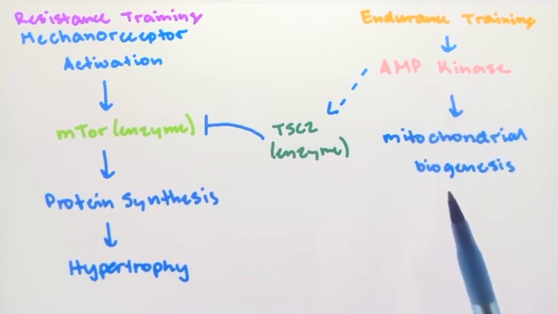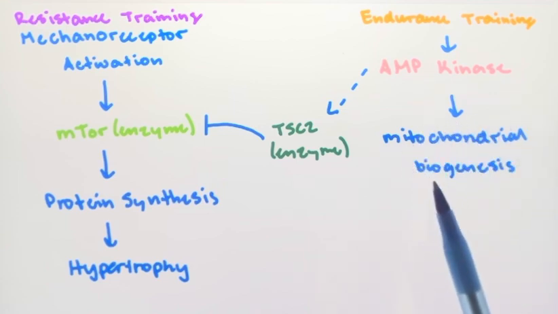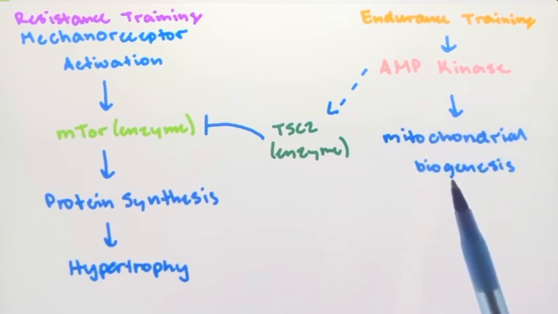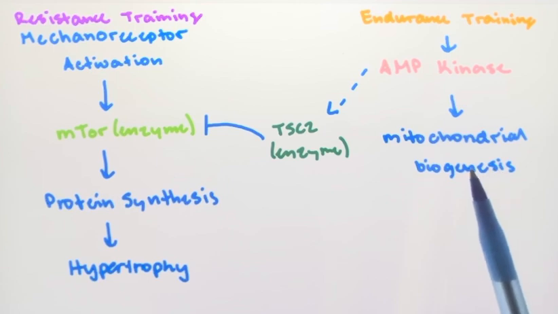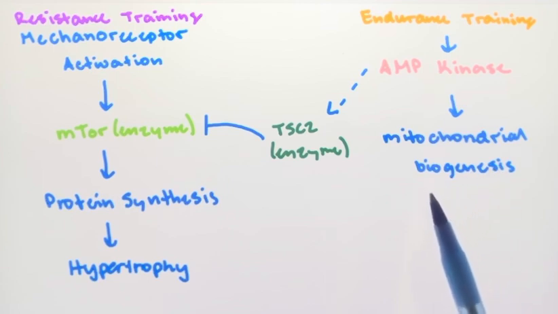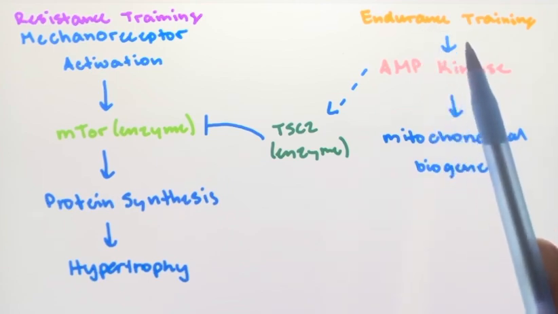Therefore, we increase our mitochondrial biogenesis, or we are increasing the number of mitochondria that we have in our muscles, therefore increasing the energy production that we can have in our muscles to sustain endurance training.